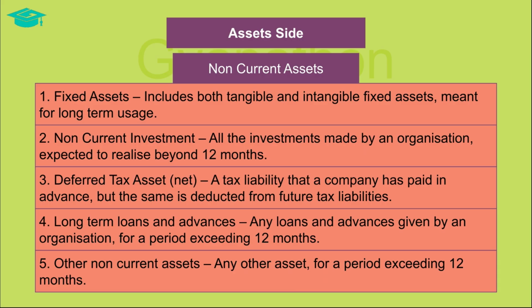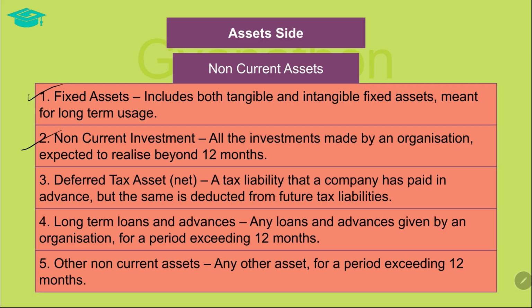Coming to the first head, non-current assets, as the name suggests, and as we have already discussed the categorization of current and non-current items, it is clear that this head consists of assets held for long term beyond 12 months. The first head under non-current assets is fixed assets. Fixed assets consists of tangible and intangible fixed assets that are held for long-term usage by the company. These are not likely to be converted to cash in the near future.